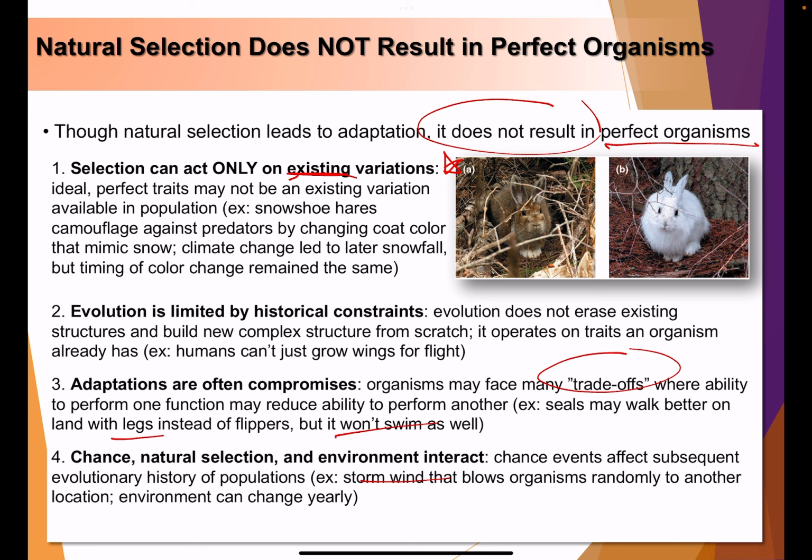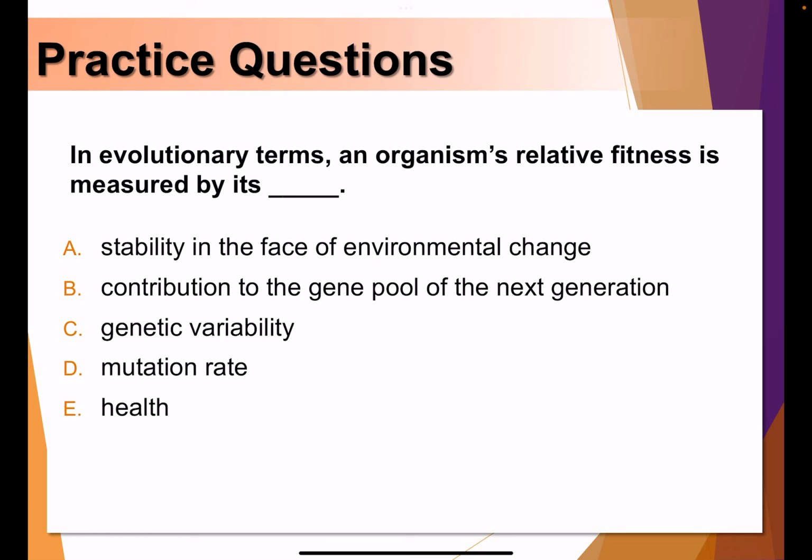So the environment can change yearly, which means natural selection does not create a perfect organism. It's just selecting for the trait that best survives in the given environment, according to these four constraints, okay? All right, so that is the end of the chapter.